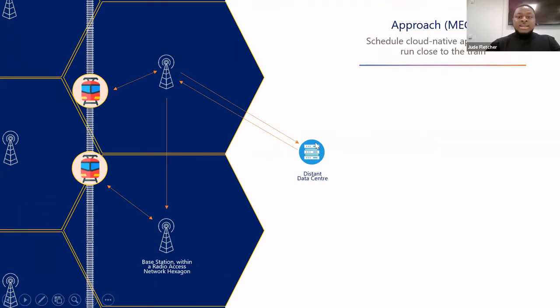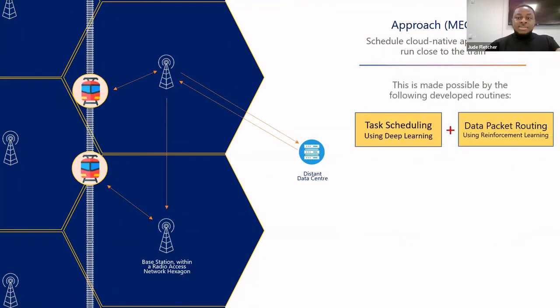When I started, I said the application is wrapped in a container. It is deposited on a base station server close to the train. While the train is moving, the facility we have built, called Mecron, will dynamically move the application from this server to that server, because the train is now in much closer proximity to this particular server.